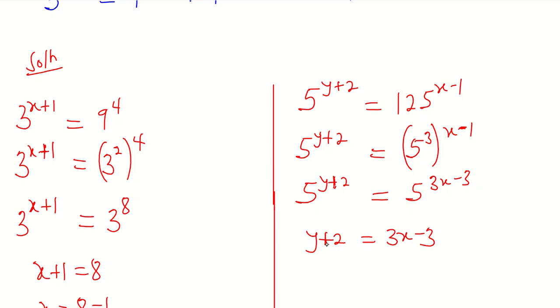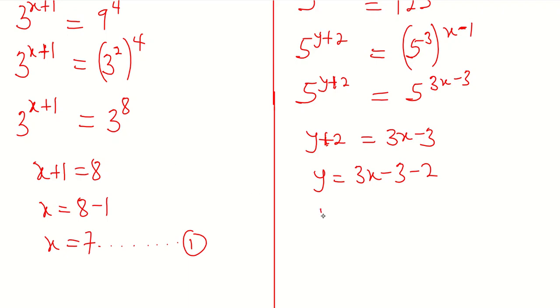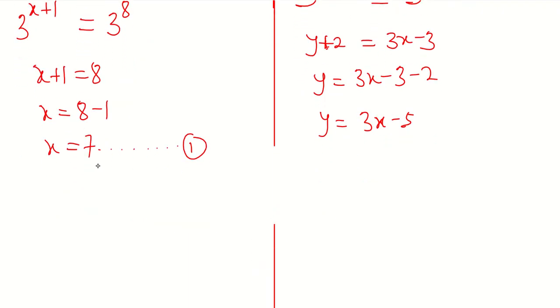Now we've been able to find the value of x to be 7, which is going to help us find the value of y. So we can make y the subject. That is y = 3x - 3, and 2 crosses the equal sign and becomes minus 2. Simplifying, we have y = 3x - 5. This is an equation in terms of y and x, but we know our x value to be 7. So we do a quick substitution.